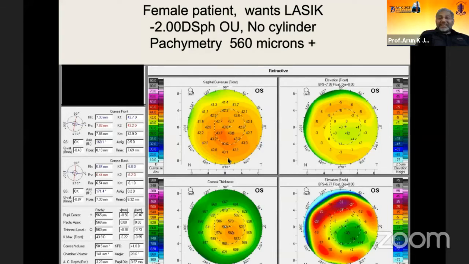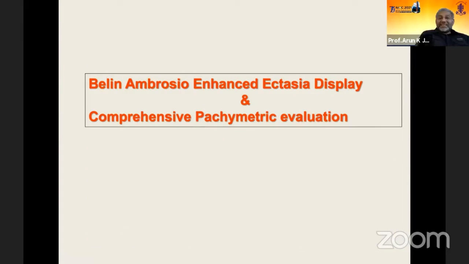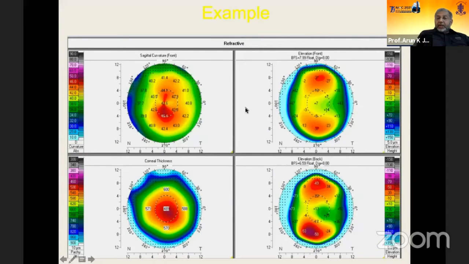And this is the right eye of the same patient where there is a frank keratoconus, as is evident from the K reading, anterior and posterior elevation, and the thinning. So in these cases, maybe doing a Belin Ambrosio enhanced ectasia map, looking at this map and at comprehensive topometry, helps. So this is the refractive map of the same patient, showing borderline features of keratoconus. Cornea is thin. There is a little tongue shaped elevation in the back of the cornea.